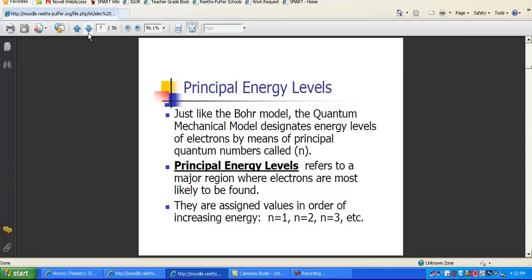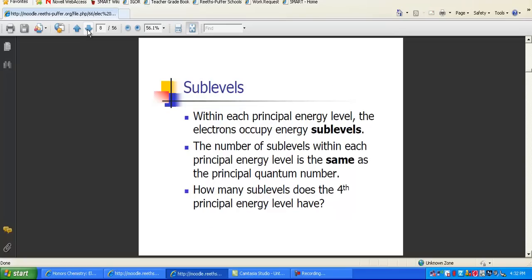The quantum mechanical model still keeps this idea. The expansion, the new knowledge, is that inside of these little rings we were drawing called principal energy levels are now sublevels. And these sublevels take on different shapes based on the probability of their cloud. This term, sublevel: within each principal energy level, the electrons occupy sublevels. The number of sublevels within each principal energy level is the same as the principal quantum number.